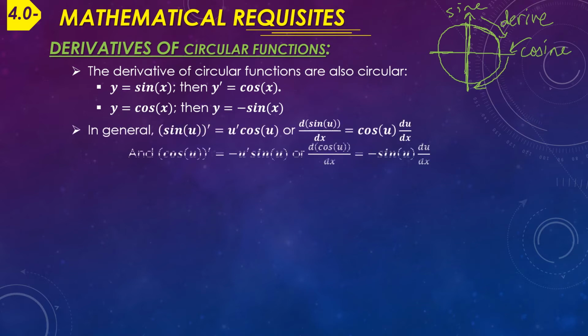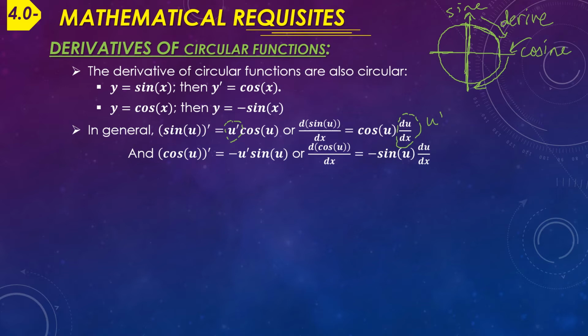To generalize this, in general, the derivative of sine u is always cosine u, but we need to add the extra factor, which is the direct derivative of u with respect to x. We can also use the Leibniz notation, in which we say d sine u by dx equals cosine u multiplied by du by dx. Don't forget that du by dx is nothing but u prime itself. The same thing for cosine u, which gives minus u prime times sine u.